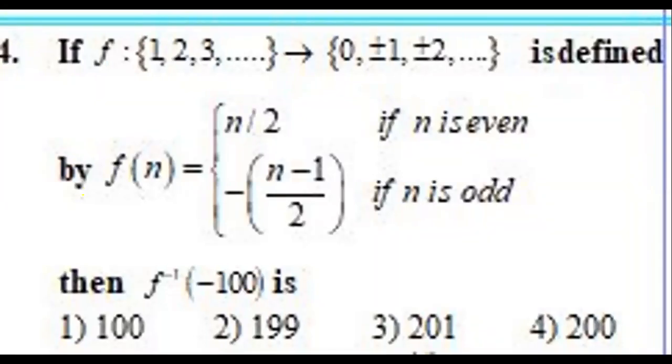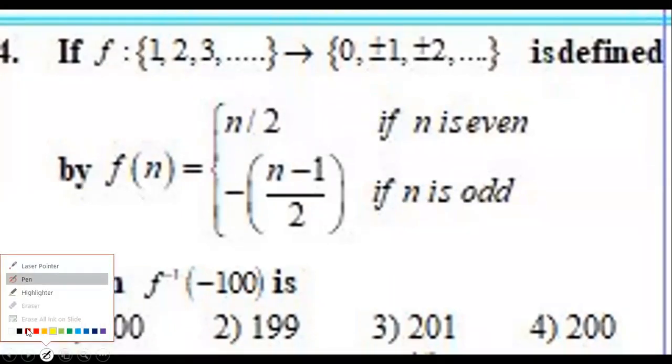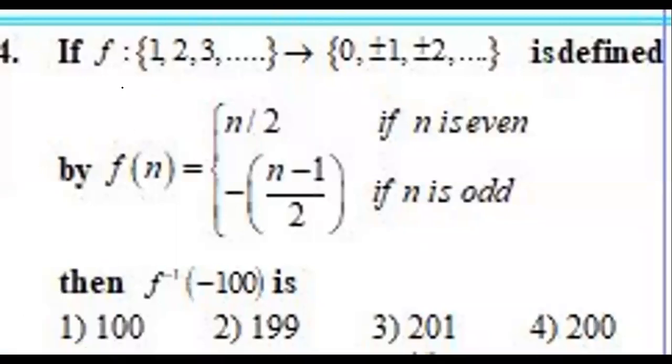Question number 4. Read the question. F maps N to Z is given. Clear, dear students? F is defined by f of n is equal to n by 2 if n is even, and if n is odd, minus of n minus 1 by 2. What to do here? How to solve?